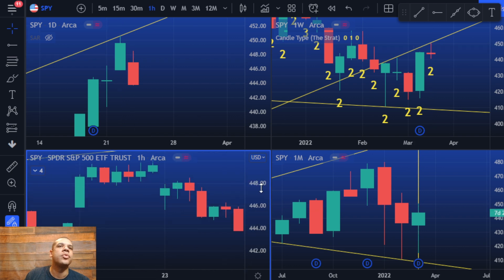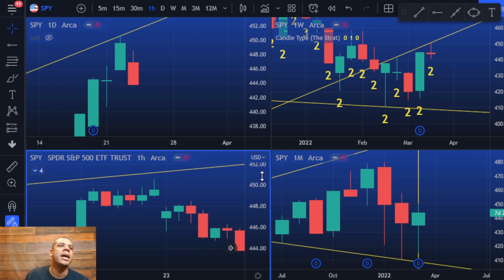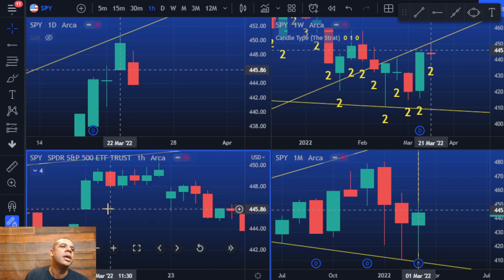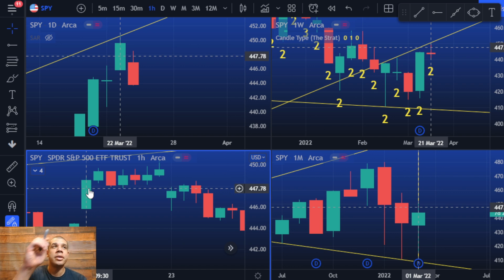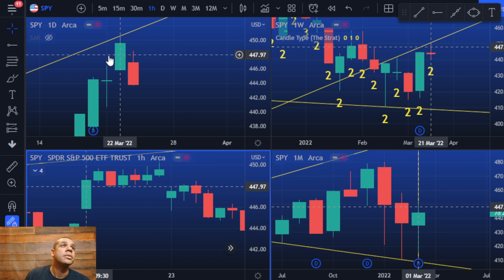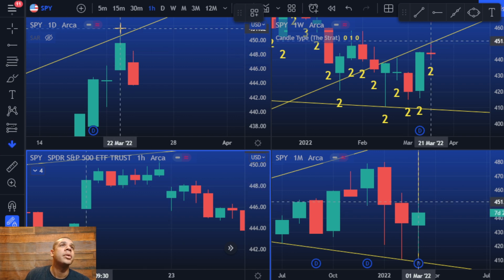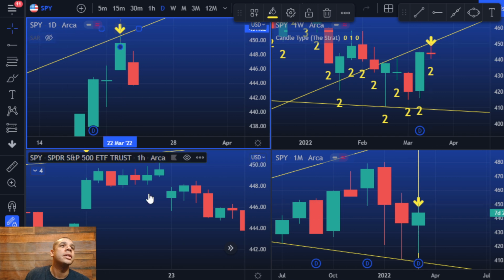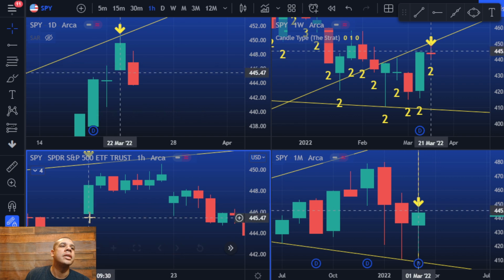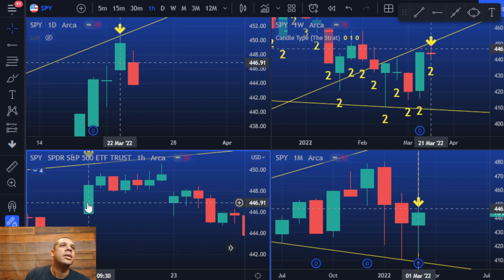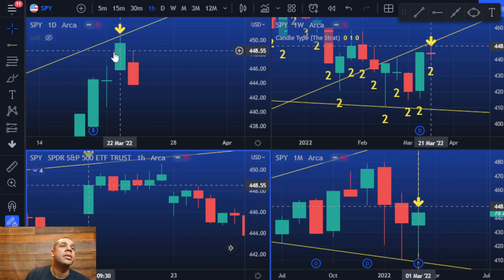In this situation, it's just run, sheep. Rob says run sheep run. They're just buying anything and everything, and the SPY is going up. 2-2 continuation right here on the 60, blast off. You can see right here on my daily chart, we'll put an arrow here so you guys can see that, because this 60 is in this daily bar, and it's 2-2 continuation up.